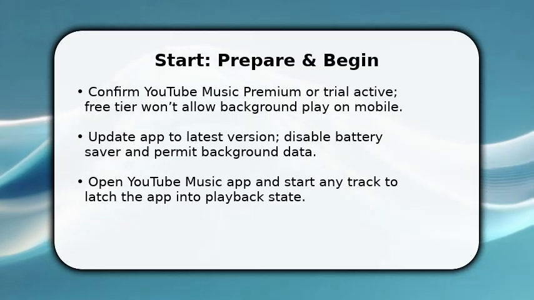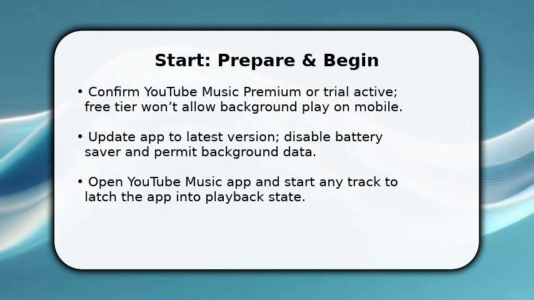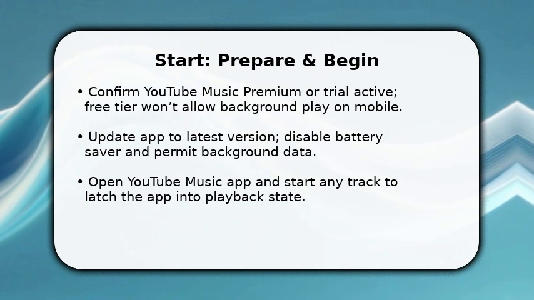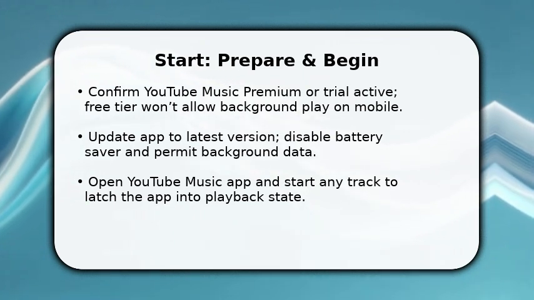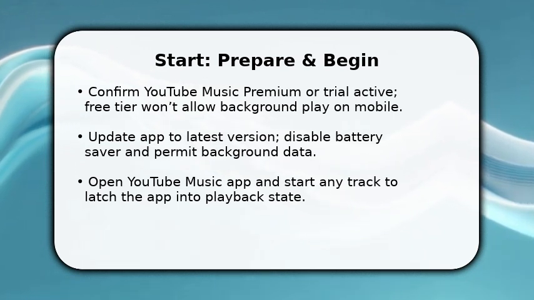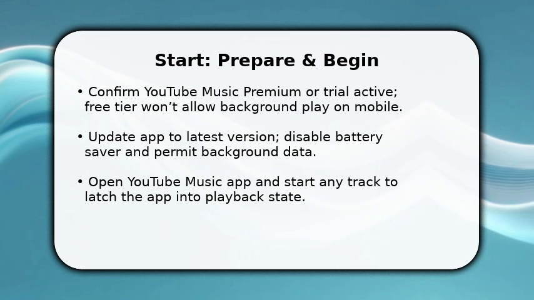You first confirm that you have YouTube Music Premium. Background play is gated behind Premium. Once confirmed, update the app and turn off battery saver so playback won't be killed. Make sure background app refresh or background data is enabled in your device settings.